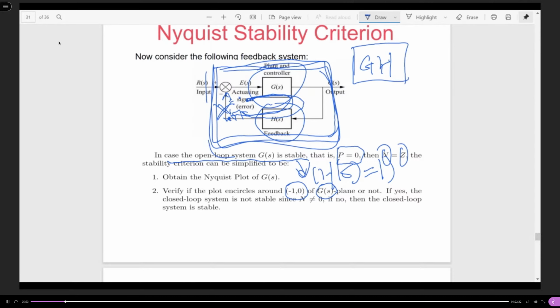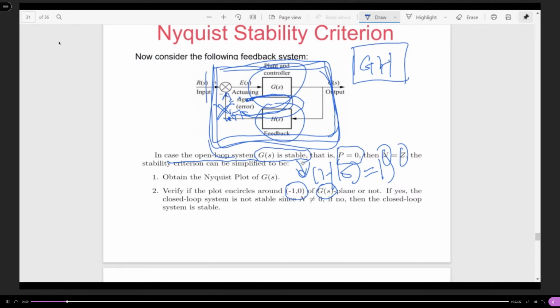So in this case it is straightforward. You just need to see if there's any encirclement. If there's no encirclement, the closed loop system is stable. If the encirclement happens, the closed loop system is not stable. That is very important.